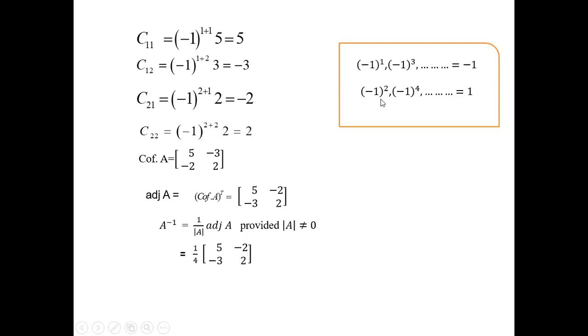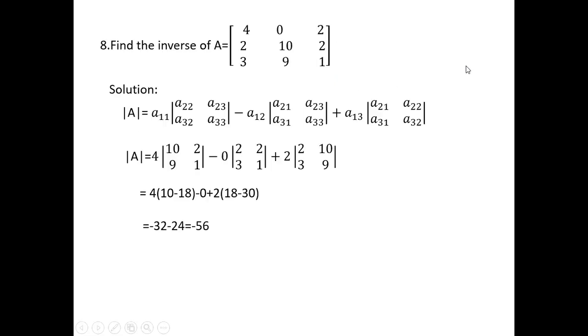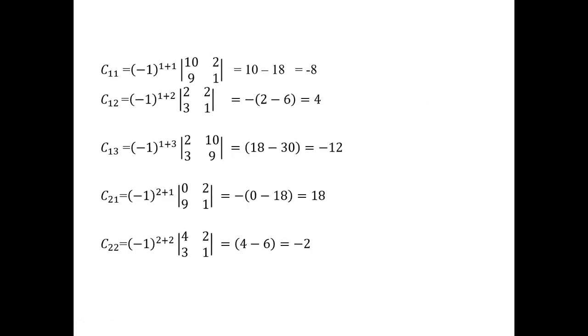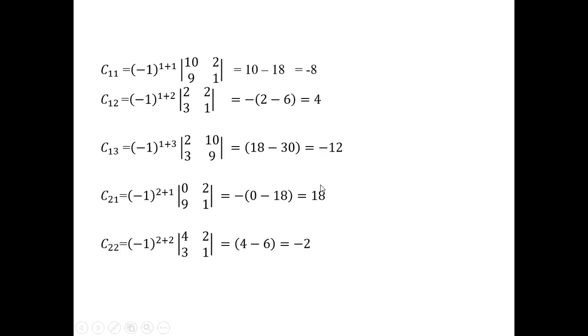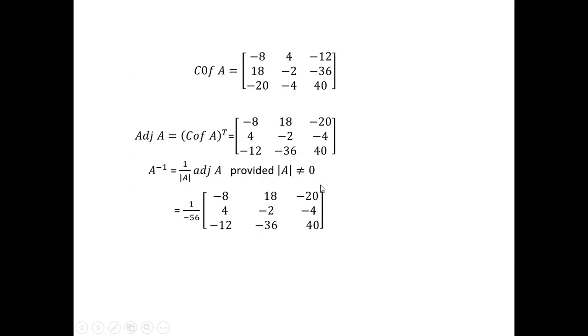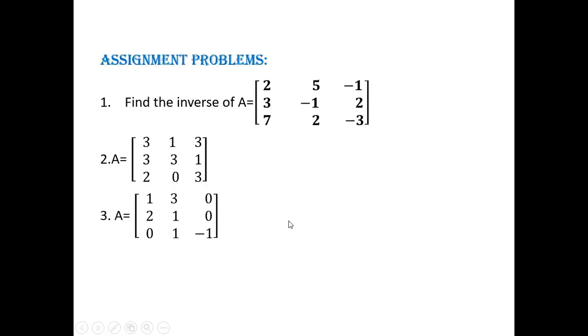to 2, (-1) power 4. Like that we find this value is an even term. (-1) power even is 1, (-1) power odd is minus 1. Therefore, we can put the alternating signs: C11 plus, minus, plus, minus, plus, minus, plus, and so on. Then we write the cofactor of A, and the adjoint of A equals the transpose of the cofactor of A. We take the transpose, then find A inverse, 1 by determinant A into the adjoint of A. This is the A inverse.